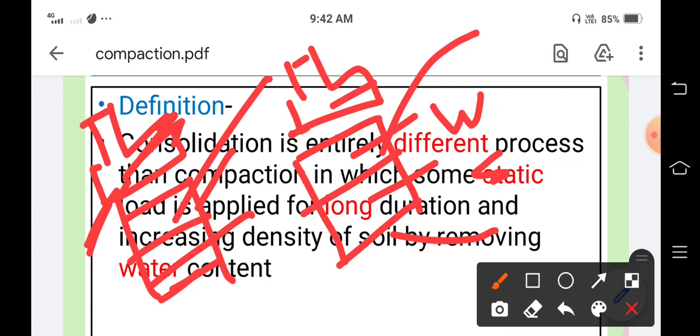Compaction is an artificial process, meaning we apply the load using some agency or instrument, manually or mechanically. Consolidation is a natural process that happens after the construction of a structure. The soil below any structure will settle in the downward direction due to the steady load of the structure. This soil will start to fall down to some extent, and it may require some period of time, even 30 or 40 years.